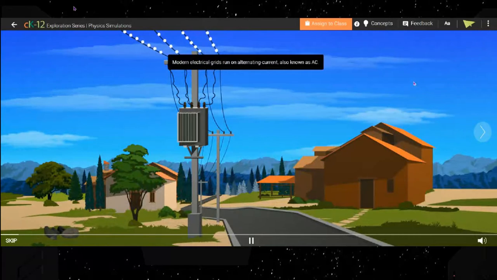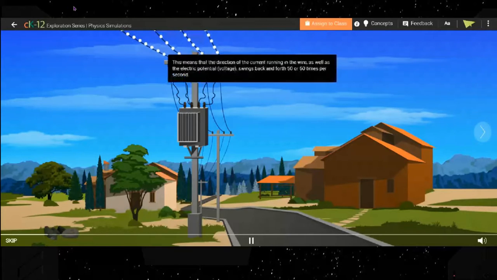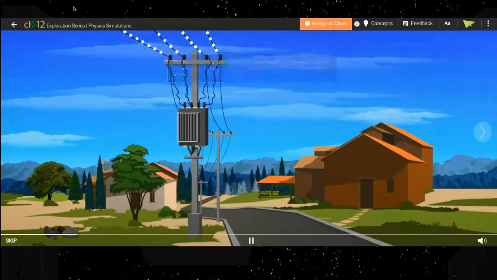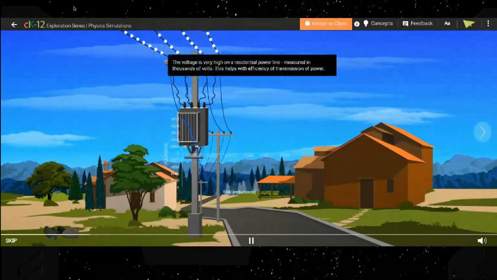Modern electrical grids run on alternating current, also known as AC. This means that the direction of the current running in the wire as well as the electric potential voltage swing back and forth 50 or 60 times per second. The voltage is very high on a residential power line, measured in thousands of volts. This helps with the efficiency of transmission of power.